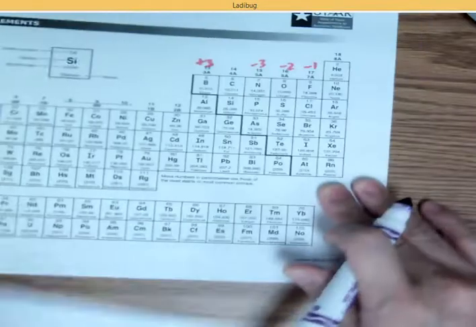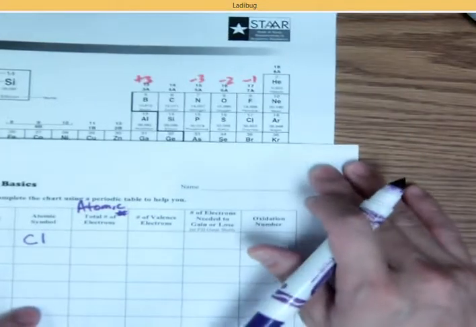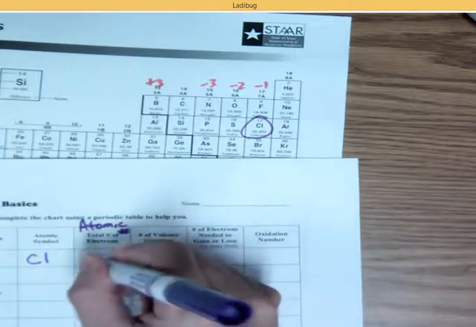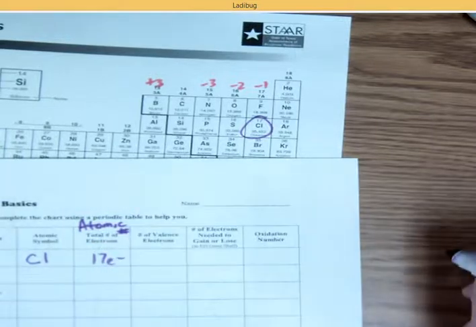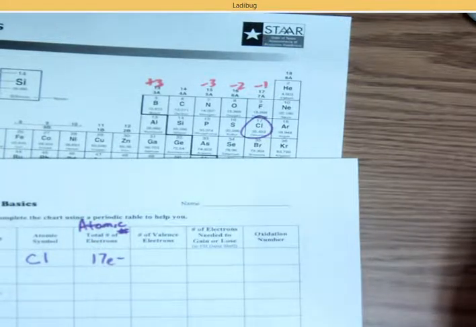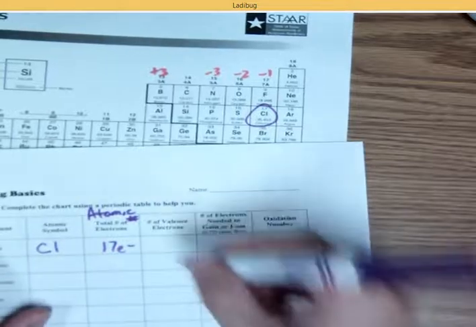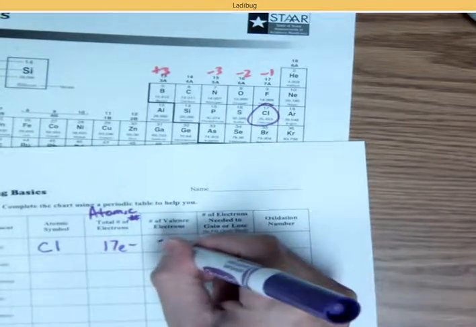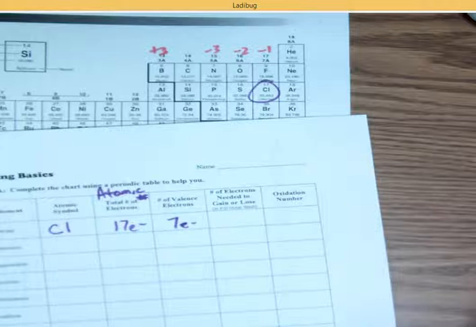Which is here, chlorine, right there. Atomic number 17, so it's got 17 electrons. Number of valence electrons: how many electrons on the outer shell? 7 valence electrons. I have a habit of putting that e minus, just kind of like in my unit.